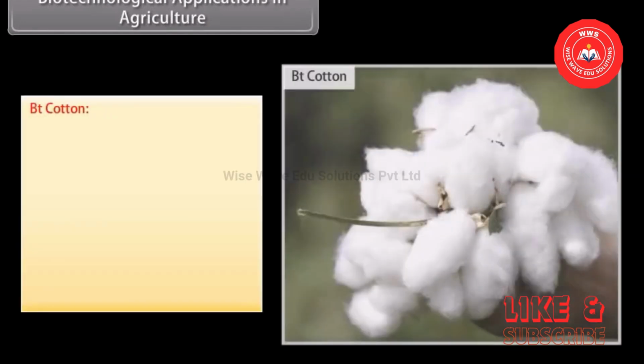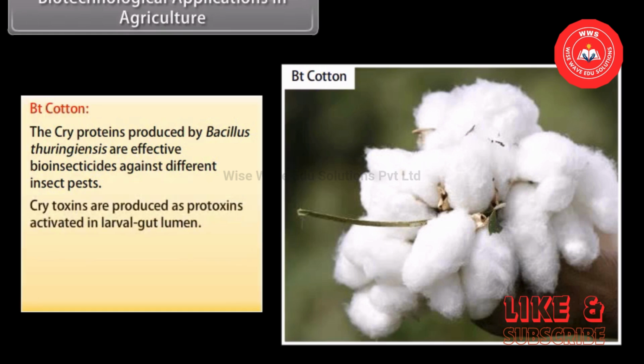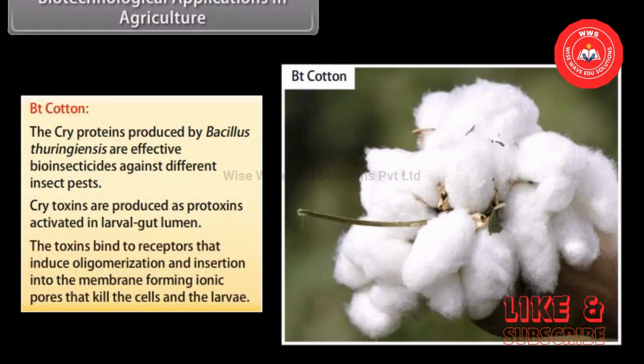Biotechnological applications in agriculture. Bt cotton. The Cry proteins produced by Bacillus thuringiensis are effective bioinsecticides against different insect pests. Cry toxins are produced as protoxins activated in the larval gut lumen. The toxins bind to receptors that induce oligomerization and insertion into the membrane, forming ionic pores that kill the cells and the larva.